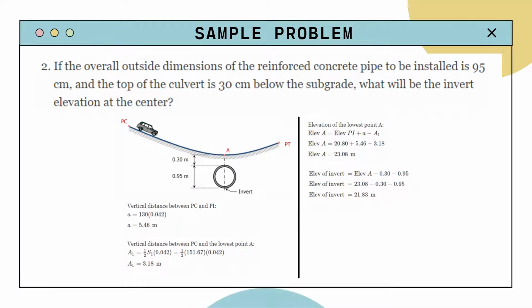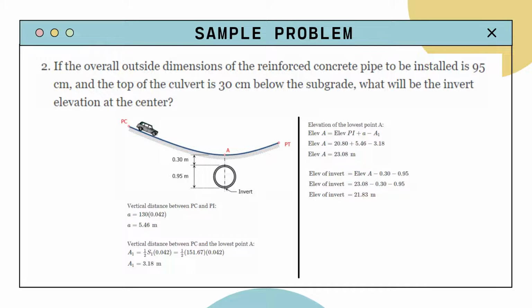The second question is asking, what will the invert elevation be at the center? It is basically asking for the elevation of the point at the bottom of the pipe. First we get the vertical distance between PC and PI, which is small letter a, not to be confused with point A, which is the lowest point. So we have a equals G1 times L over 2. a equals 0.042 times 130, and we get a equals 5.46. That's the vertical distance between PC and PI.